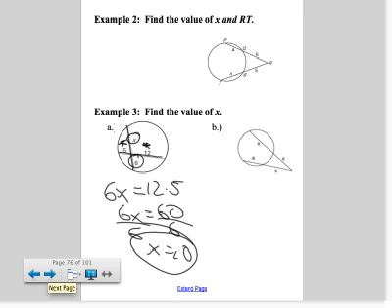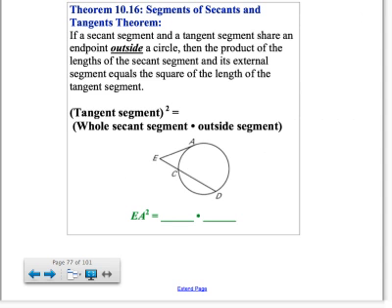Alright, we're going to actually skip part B here because I just realized that the numbers that I gave you in that example are going to work out to be pretty ugly. So we're not going to actually go through and do part B. Okay, but we'll talk more about that type of example in class tomorrow.